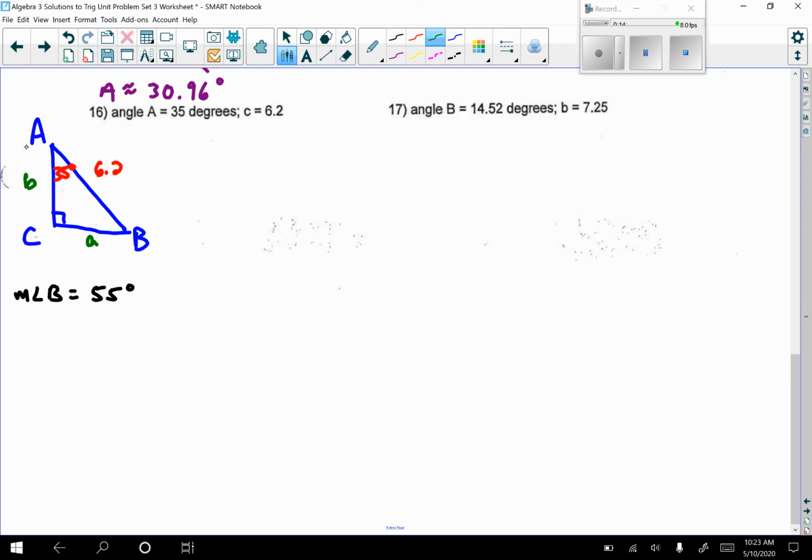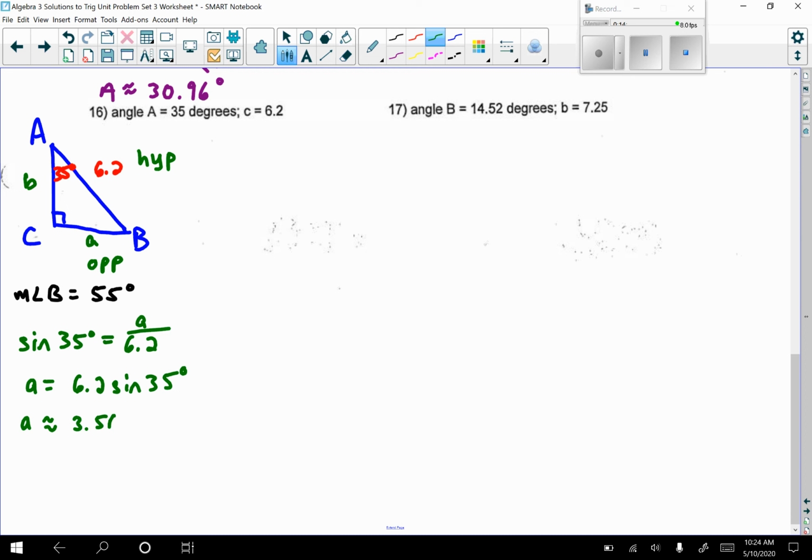So according to angle A, that's the angle I'm going to use. This is the side that's opposite, and instead of being adjacent, now we have hypotenuse. So this would allow me to use the sine. So I'm going to say sine of angle A, which is sine of 35 degrees, is going to equal opposite over hypotenuse. So A over 6.2. Now to find A, I simply multiply 6.2 by sine of 35. And A is approximately 3.56, which makes sense because our two legs cannot be longer than the hypotenuse.